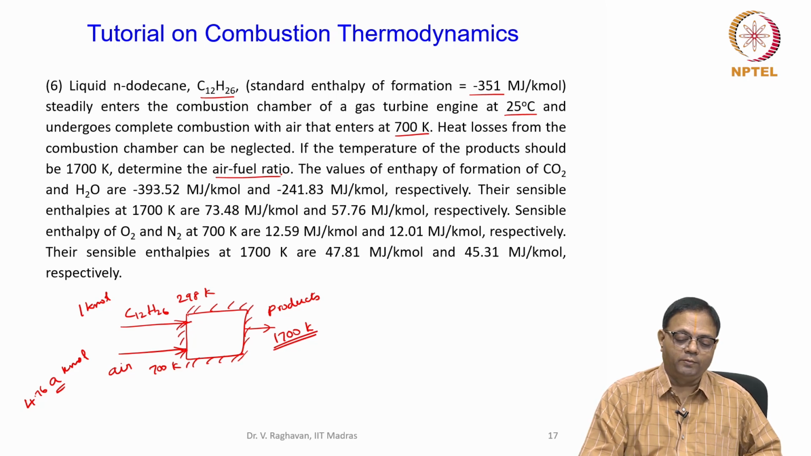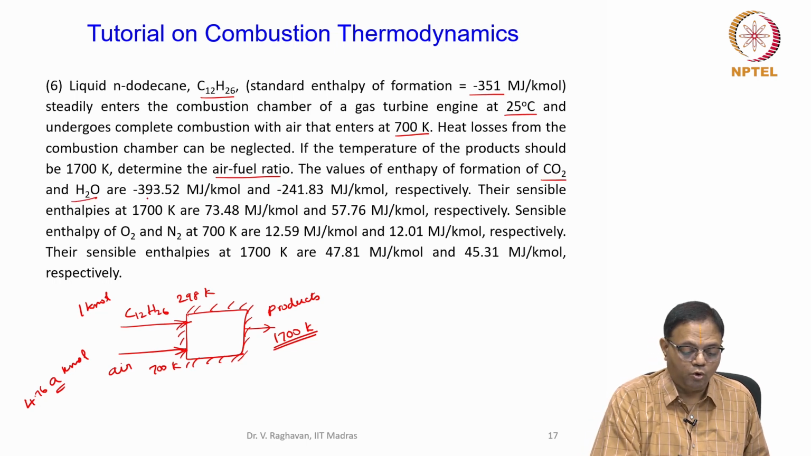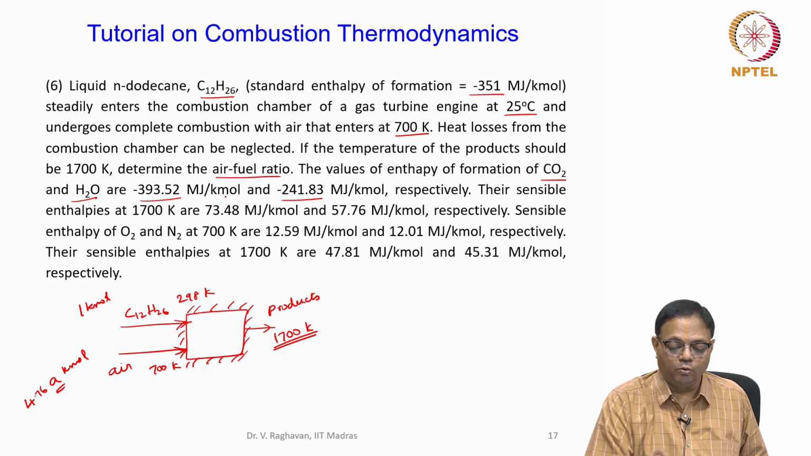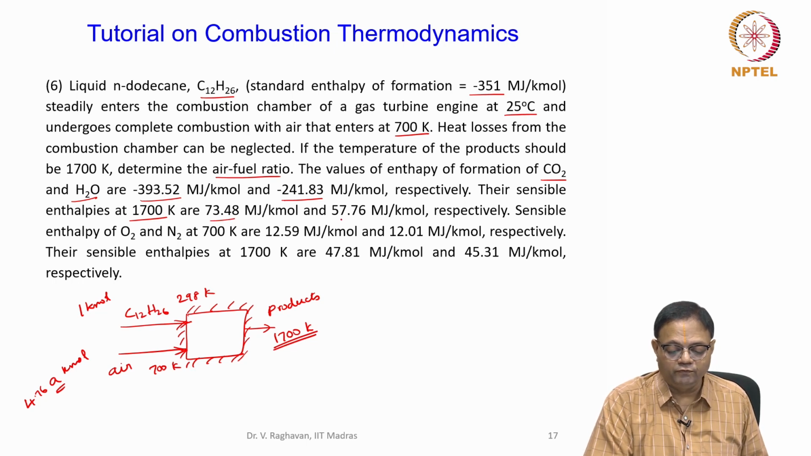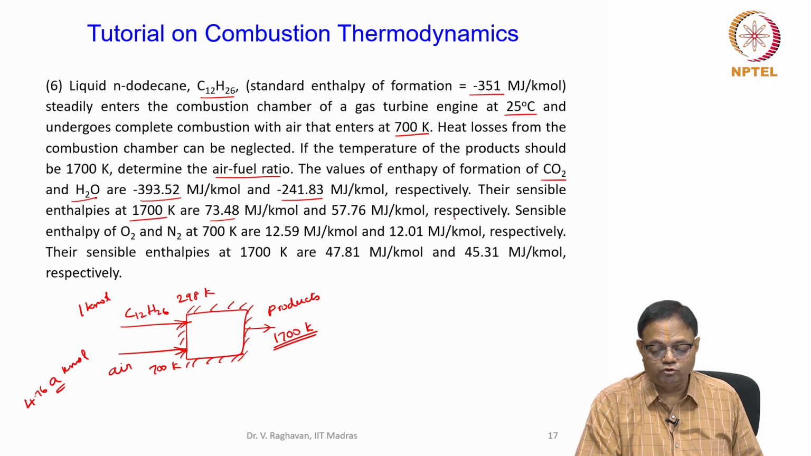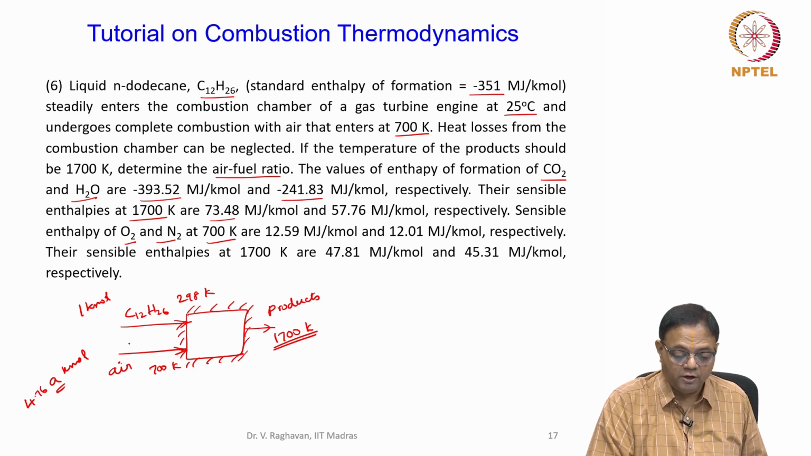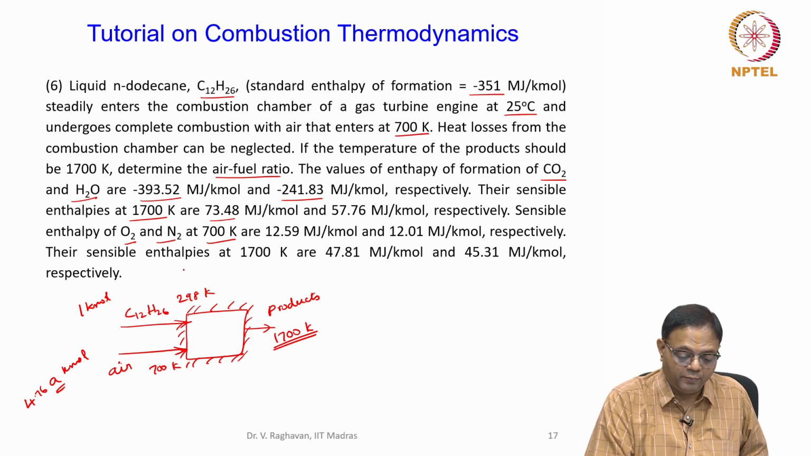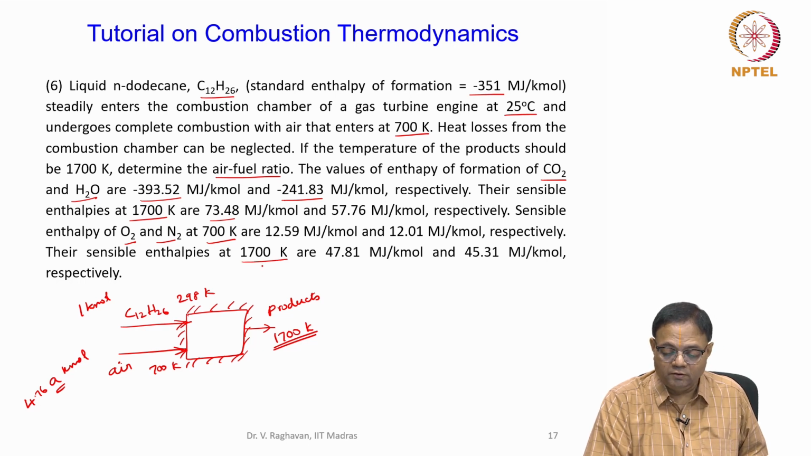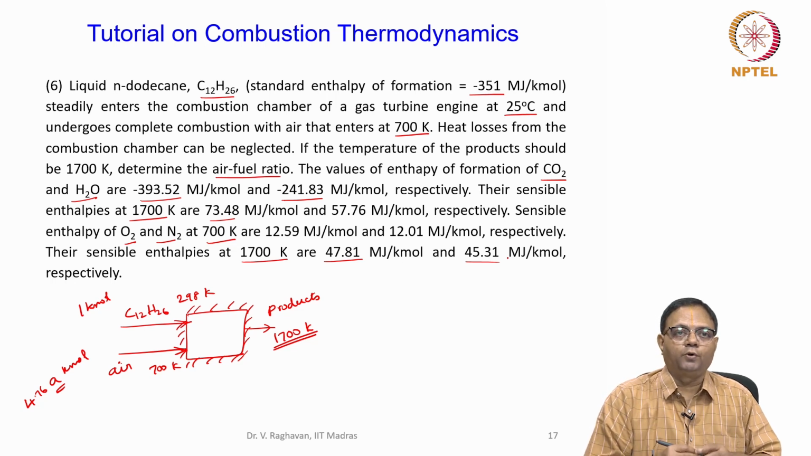Now, the data is given in this problem itself. The values of enthalpy of formation of CO2 and H2O are given here in megajoules per kilomole. Then the sensible enthalpy at 1700 is also given, 73.48 and 57.76 megajoules per kilomole for CO2 and H2O. Sensible enthalpy of oxygen and nitrogen at 700 Kelvin, because the reactant enters at that temperature, is given as 12.59 and 12.01 megajoule per kilomole. Sensible enthalpy at 1700 Kelvin for oxygen is 47.81 and for nitrogen it is 45.31. So, all the data is given in the problem itself.